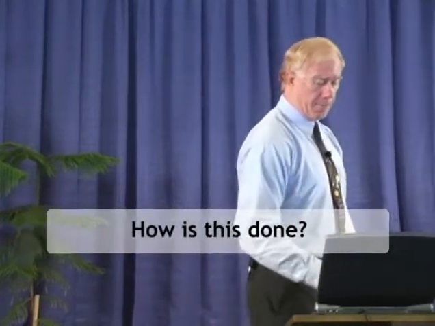So how do we know how many half-lives have expired when we find a fossil? We need to know the starting amount. We can find out how much is still in there today, but we need to know how much it started with. So how is this done?